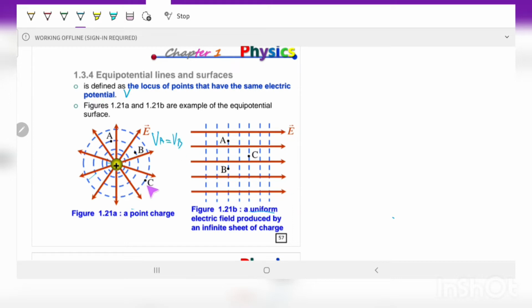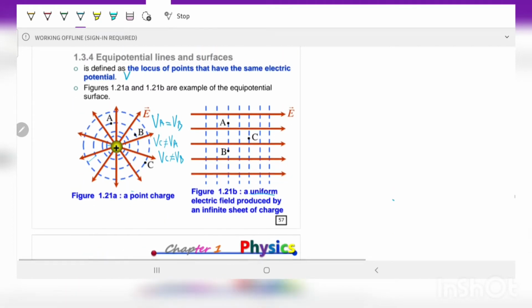Tetapi C berada pada equipotential yang lain, berada pada lines yang berbeza, dan linesnya lebih jauh daripada A dan B, so nilainya lebih kurang lah, decreasing compared to A dan B. So VC tak sama dengan VA, VC juga tak sama dengan VB. Okay, itu maksud equipotential lines.